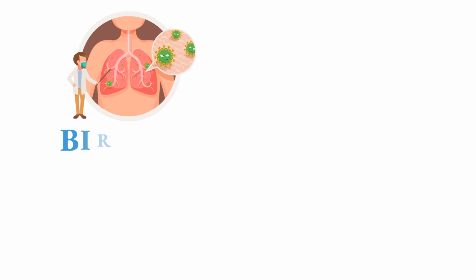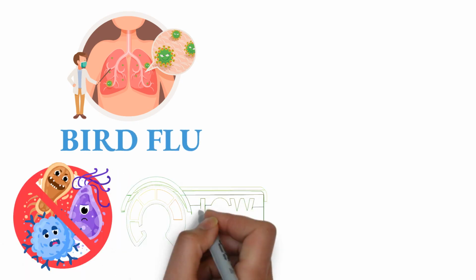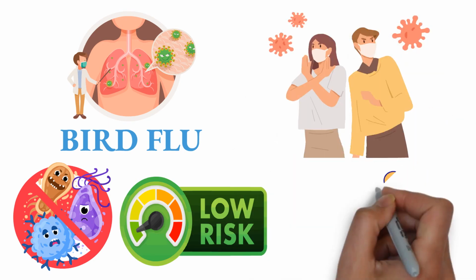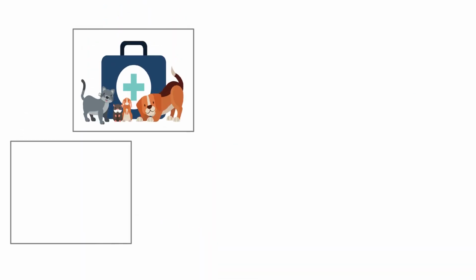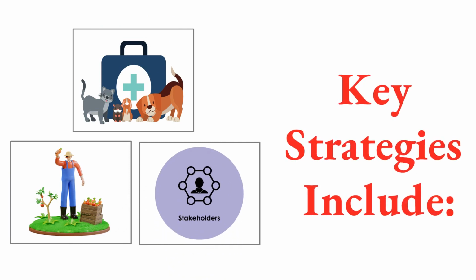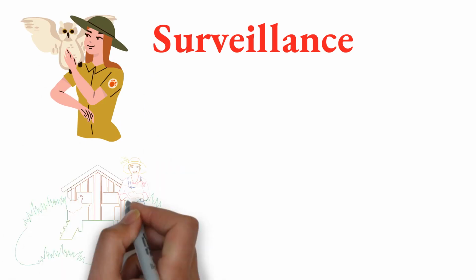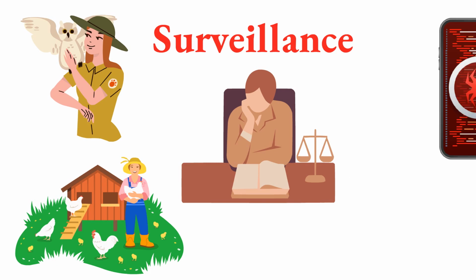At this stage, we have certain information on bird flu. The next stage is to know about its prevention and control measures. Preventing and controlling avian influenza outbreaks requires a coordinated effort involving public health authorities, veterinary services, poultry producers, and other stakeholders. Key strategies include surveillance: monitoring wild bird populations, domestic poultry flocks, and human cases to detect and track the spread of avian influenza viruses.